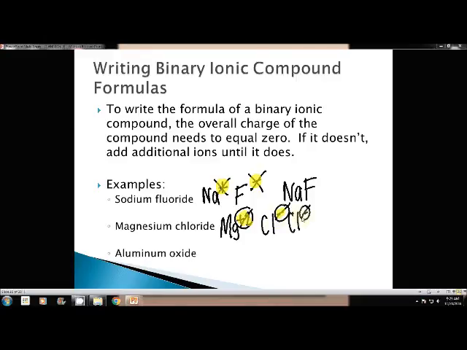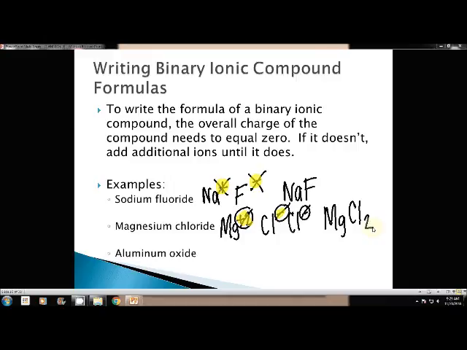And so to write the formula, we have 1 Mg, so Mg just stays normal. And then we have 2 chlorines, so we're going to put Cl, and then as a little number underneath, as a subscript, we'll put a 2. So MgCl2 is the formula for magnesium chloride.